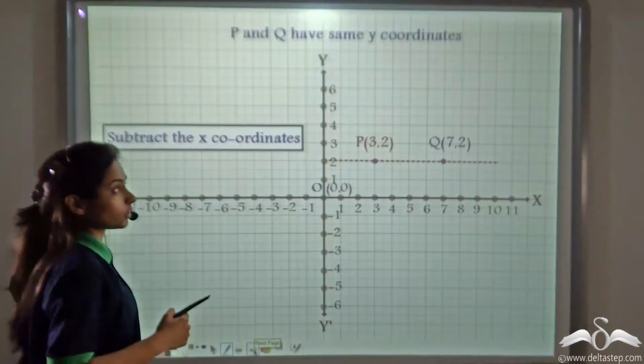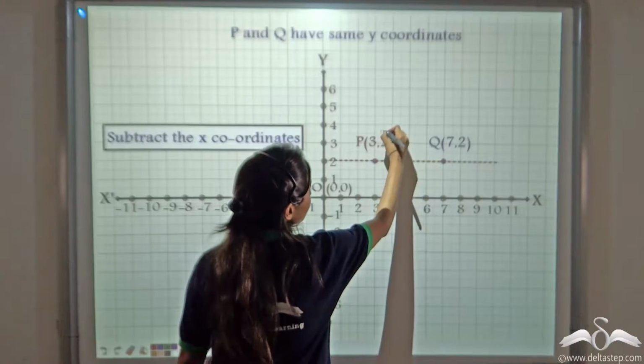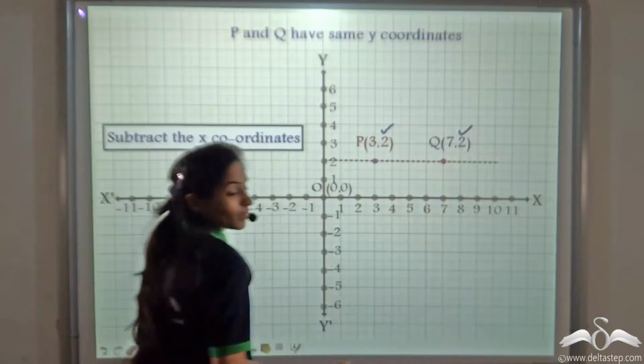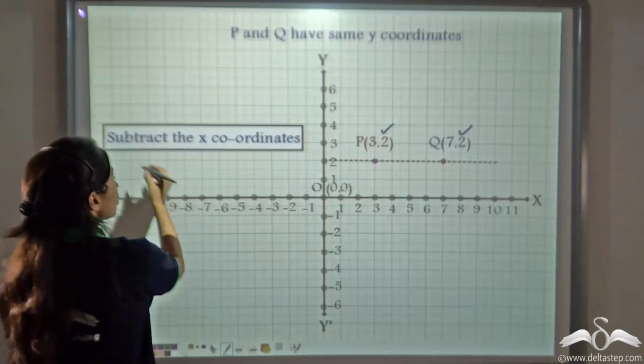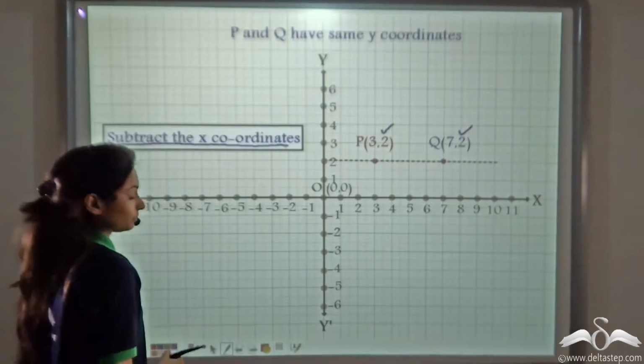So what did you learn? That when there are 2 points on a graph paper and their y coordinates are same, to find out the distance between them, you can just subtract the x coordinates, which will give you the answer.